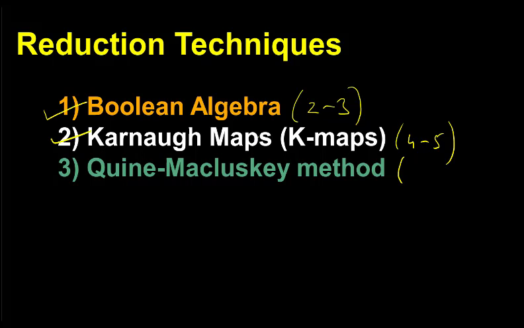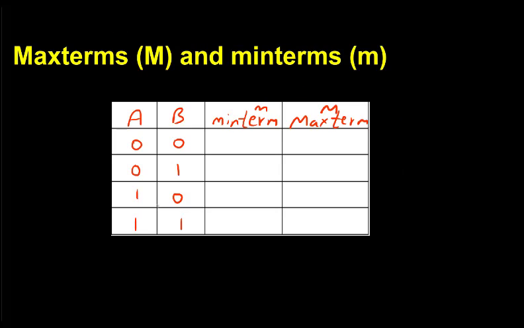Now before starting with K-maps, we have to learn some concepts. We will just go through some concepts to understand it properly. The first thing we must know is the meaning of max terms and min terms. Max terms are denoted by capital M, and min terms are denoted by small m.